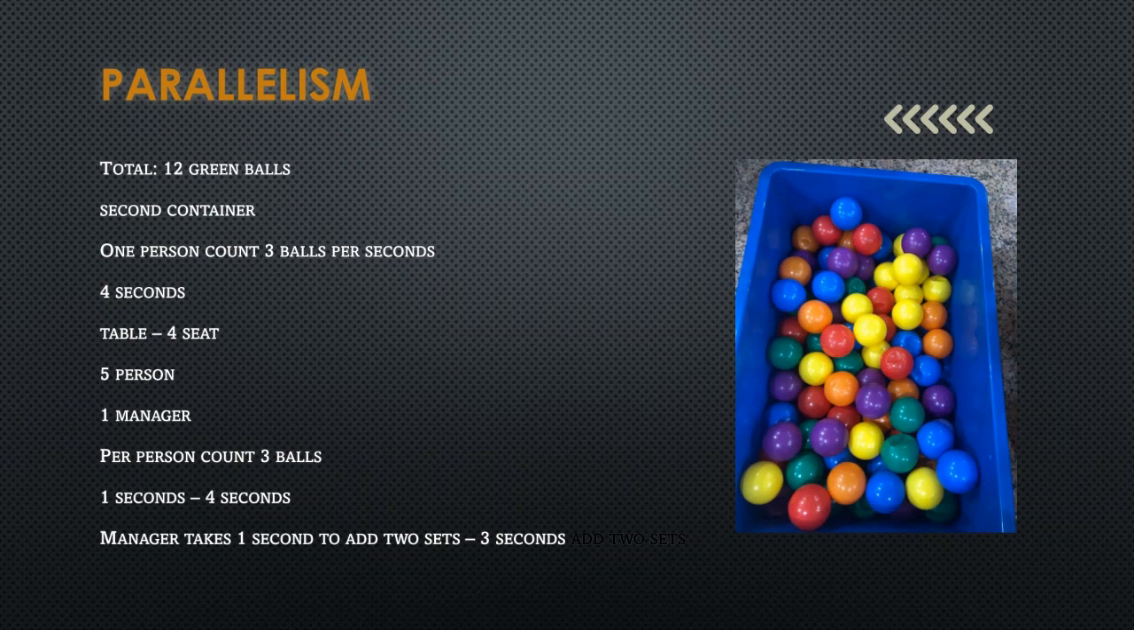Everyone will count 3 balls, which means they will take 4 seconds, but the manager will take another 3 seconds to sum it up, right? So in the second scenario, where you are using multiple people, it is taking 4 seconds plus 3 seconds. But ideally, if one person was doing this task, then one person can easily complete it in 4 seconds. Because the task was trivial, not complex, and you still used multiple people, it actually increased the overall duration.